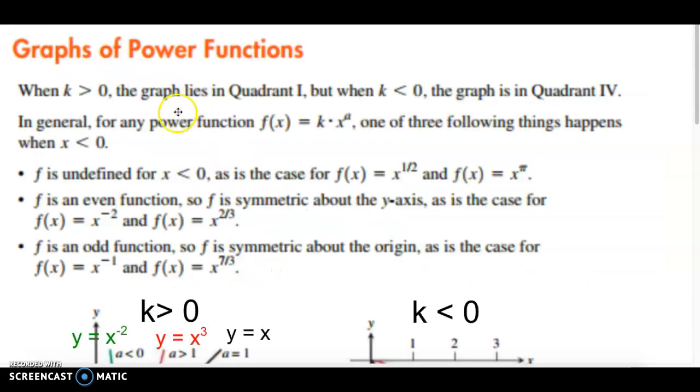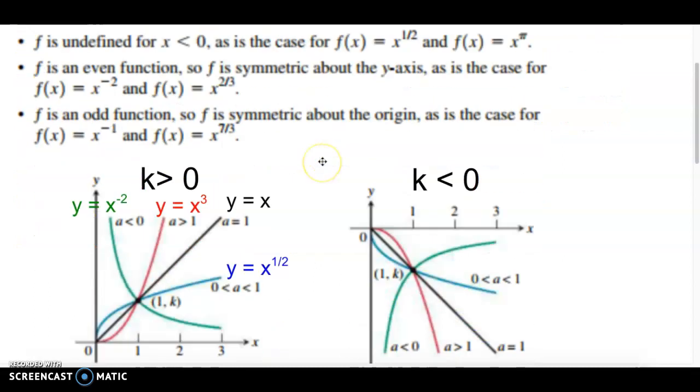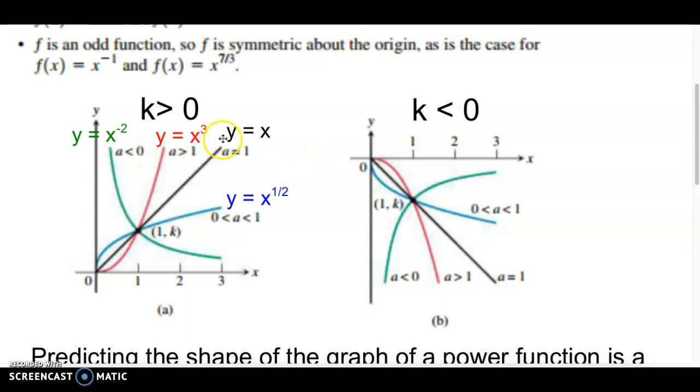In this next slide, we're going to talk about the attributes k and a and how they affect the graph. So when you have a positive constant of variation, you're going to have functions that lie in quadrant 1. If you have a negative constant of variation, you're going to have functions that lie in quadrant 4. So if we look here, we can see that all of these have a k value of 1. So something that has an a value, so an exponent of 1, would be just a line.